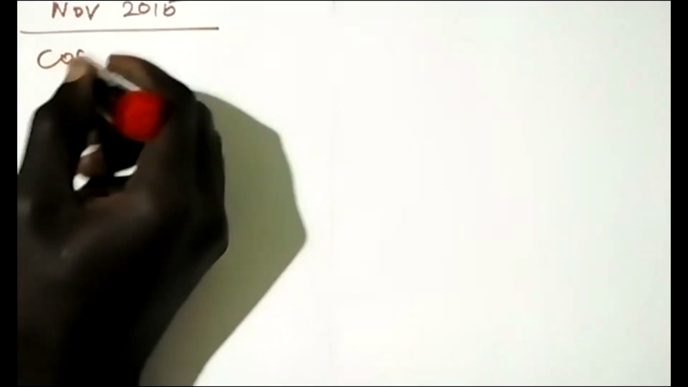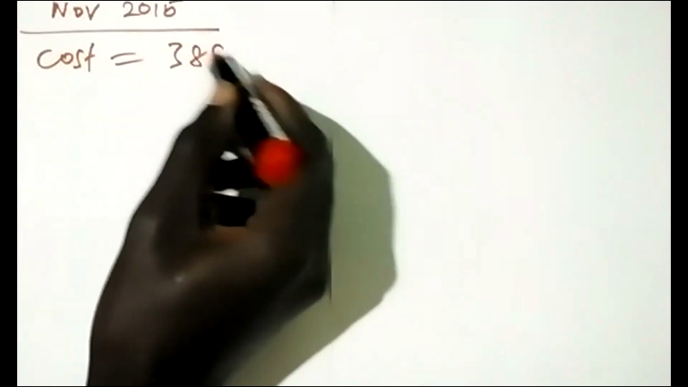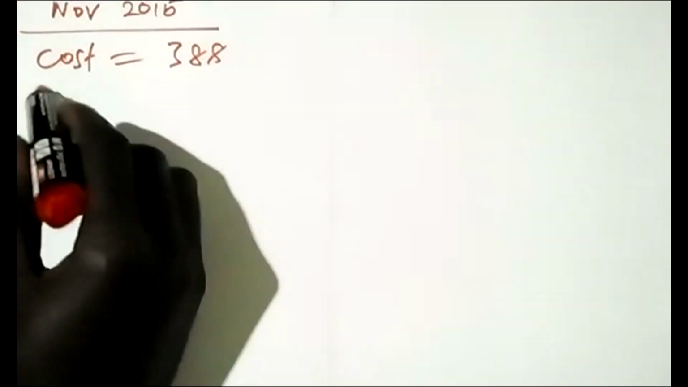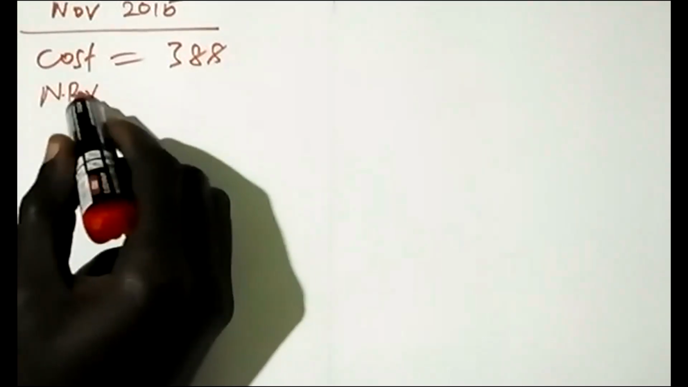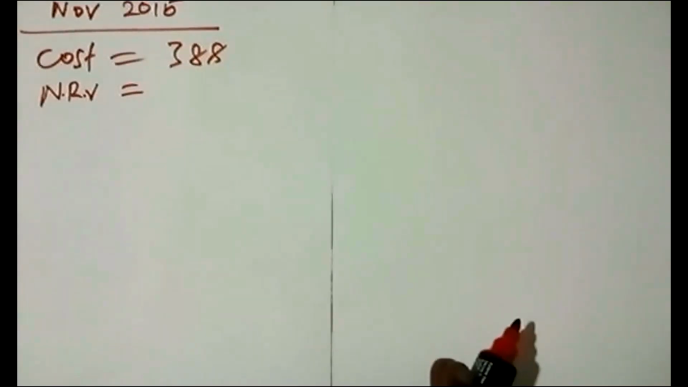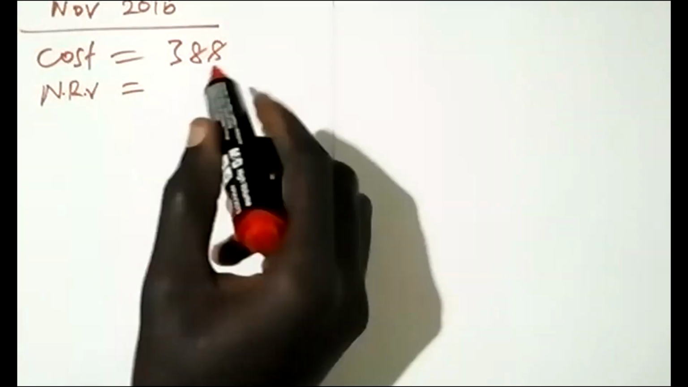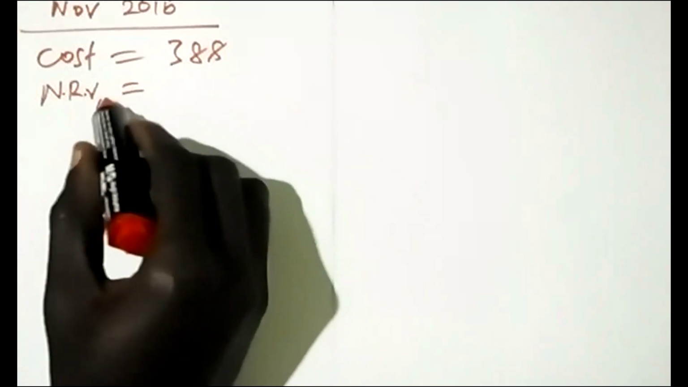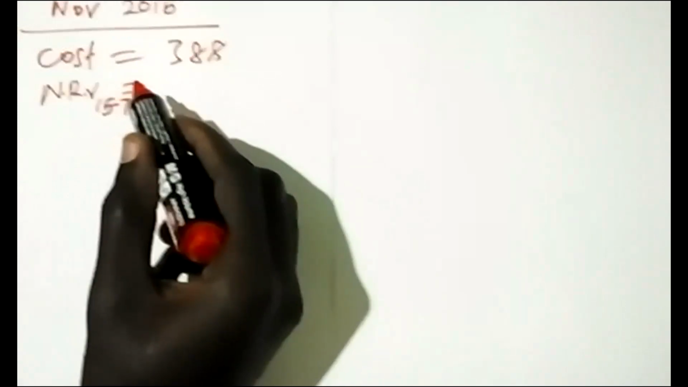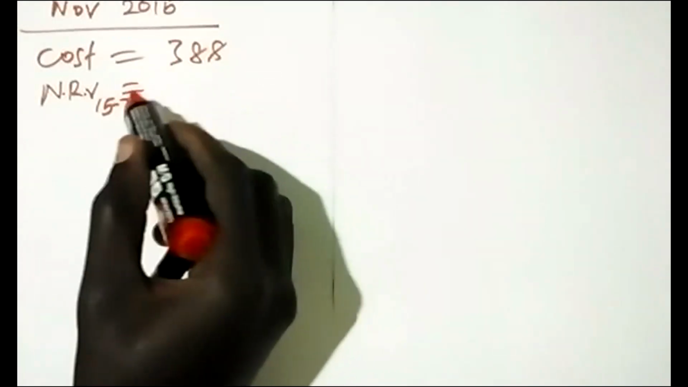So the cost, already you can see the cost is 388. That one is provided, that is given. Then after the 388, what we have to determine is the net realizable value. The examiner said that shortly after the year end, some inventory which cost 15 was sold at 8.